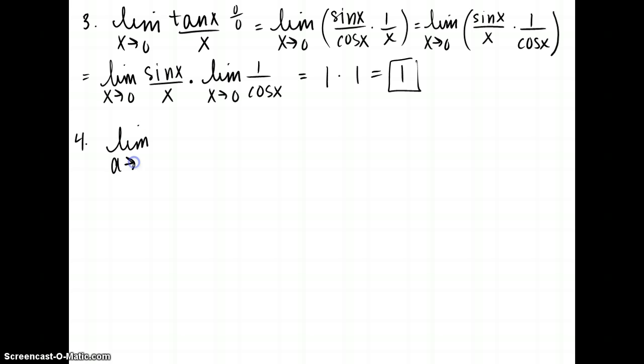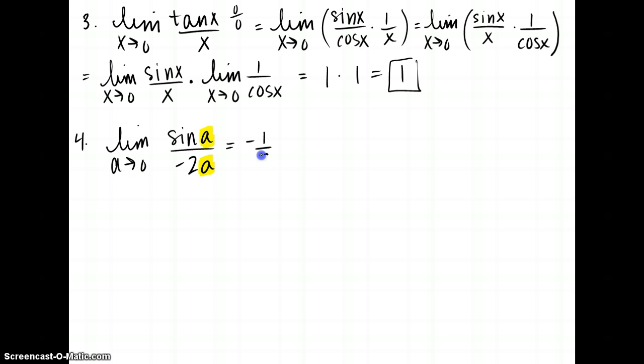Limit as a approaches 0, sine of a all over negative 2a. Okay, so the theorem requires that whatever follows the trig function has to be the exact same in the denominator. So the theorem works here. I have sine of a over a. What are we going to do, however, with that negative 2 in the denominator? The negative 2 is not affected by the limit statement.